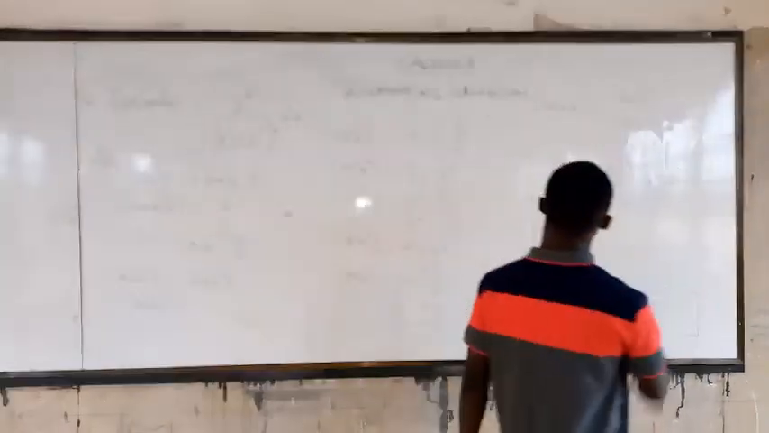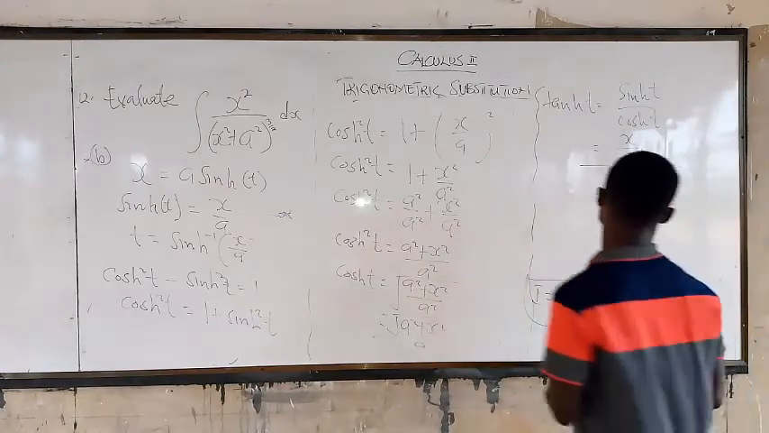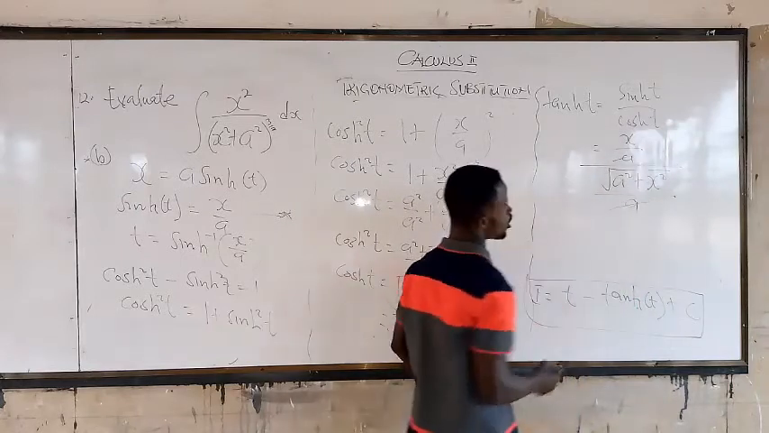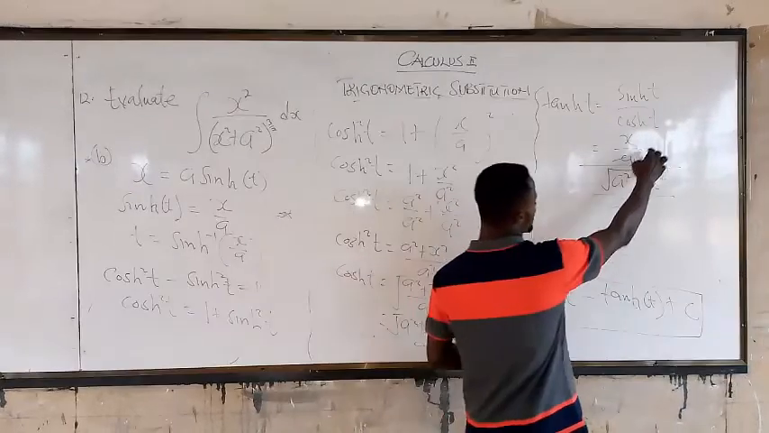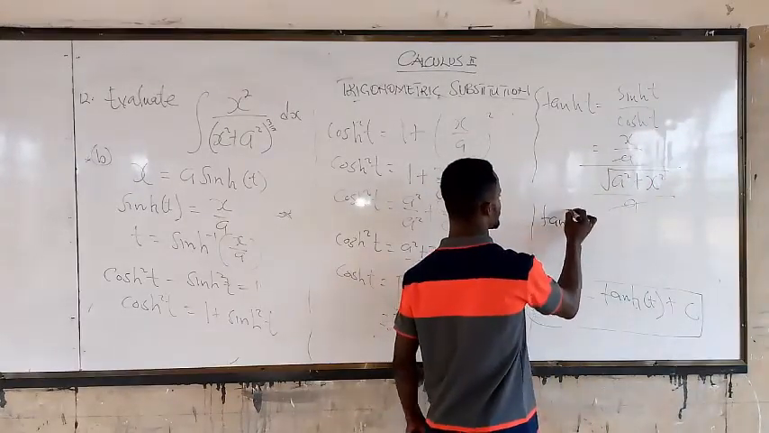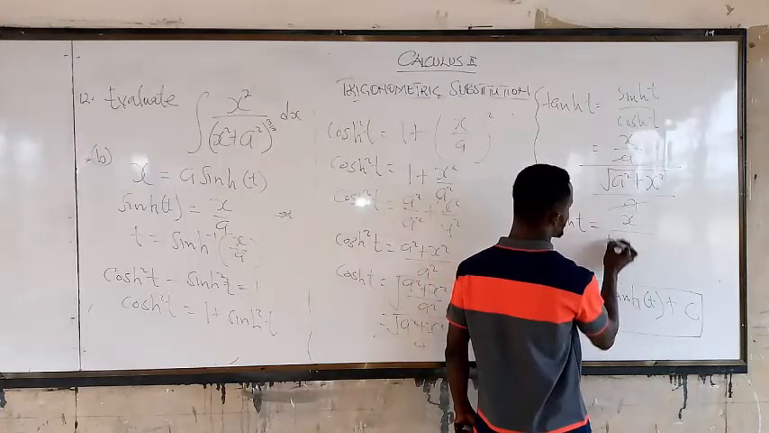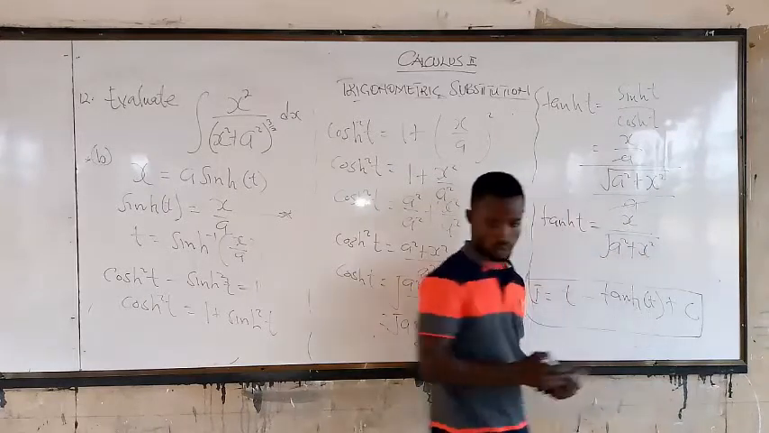Alright, so we know that sin is that, cos is that. So clearly, you can see that this will cancel this, but multiply this by the reciprocal of this. So you get tan t to be equal to s over square root of a squared plus s squared.